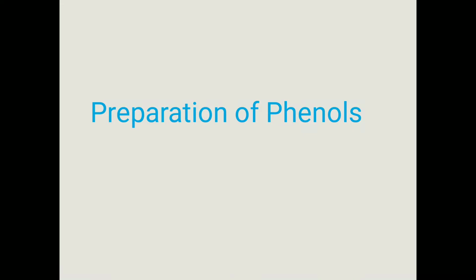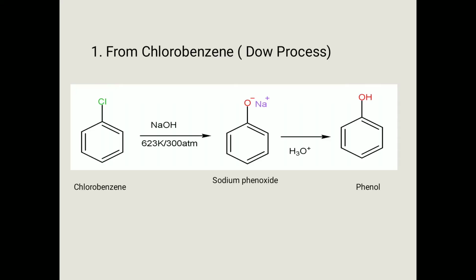Hello friends, today we'll see preparation of phenols. Let's see the first preparation. First is from chlorobenzene by Dow's process. In this, chlorobenzene is treated with NaOH and it is converted into sodium phenoxide, and that again with hydronium ion gets converted into phenol.